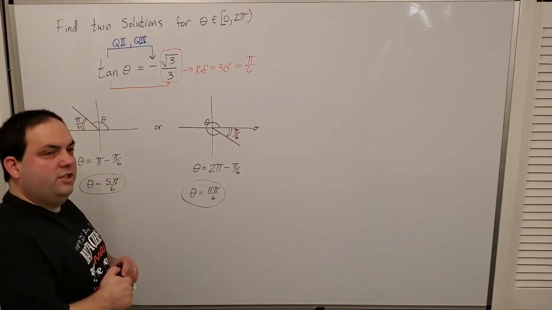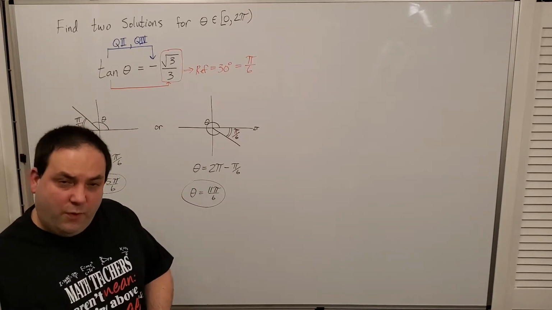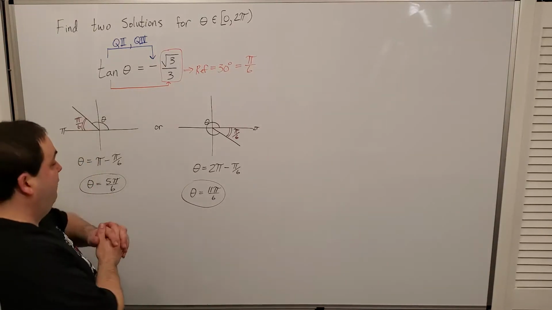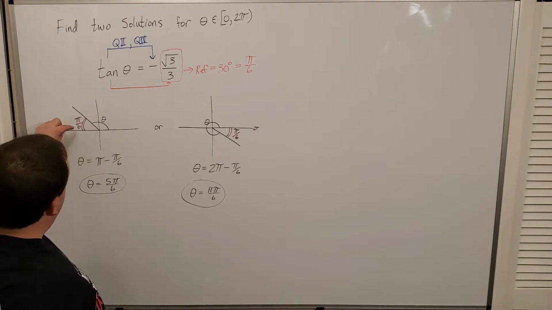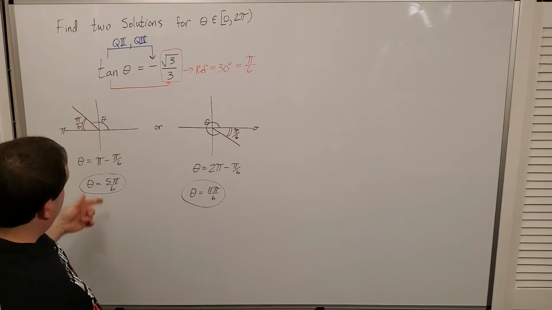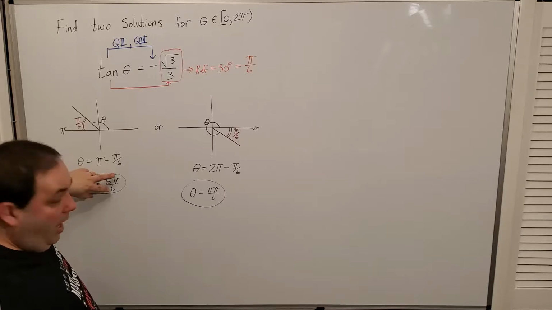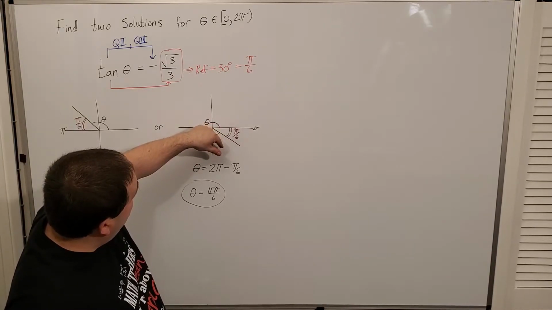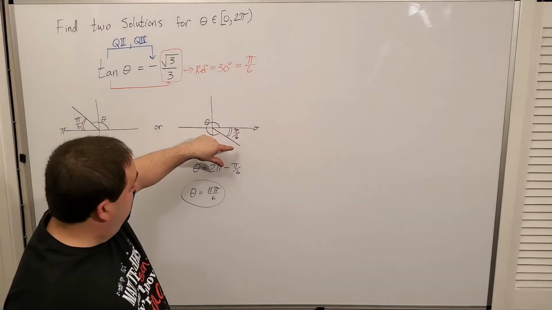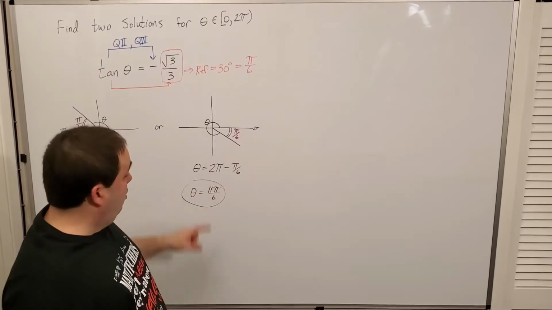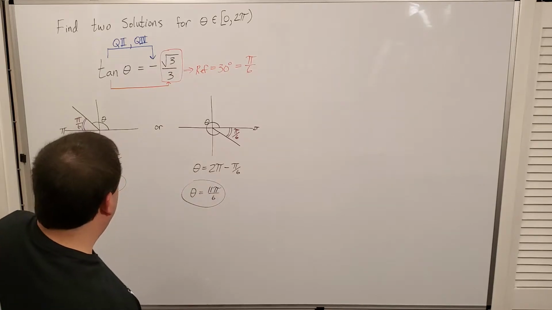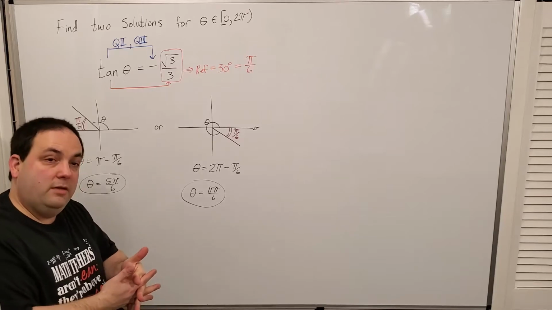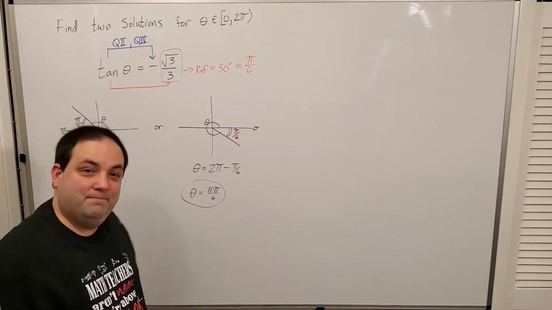If you also wanted to do these in degrees first, note that that would also work, and then you could just convert later, right? Right here, you would get 150 degrees, which is 5 times 30, 5 pi over 6. And over here, 360 minus the 30 would give you 330, which is 11 times 30, or 11 pi over 6. Okay, so whatever way you want to do it first, these are the two answers that you should get any which way.